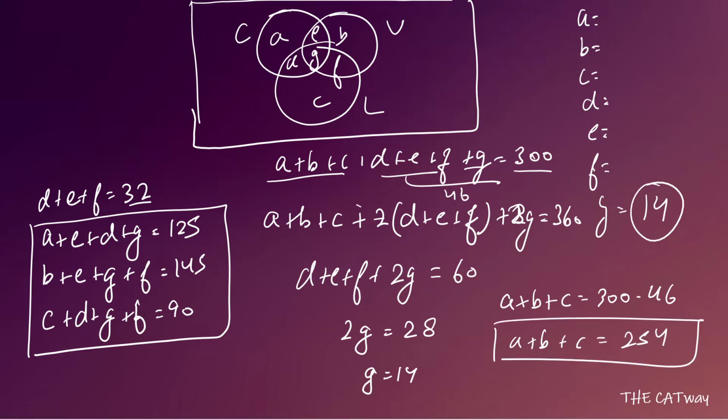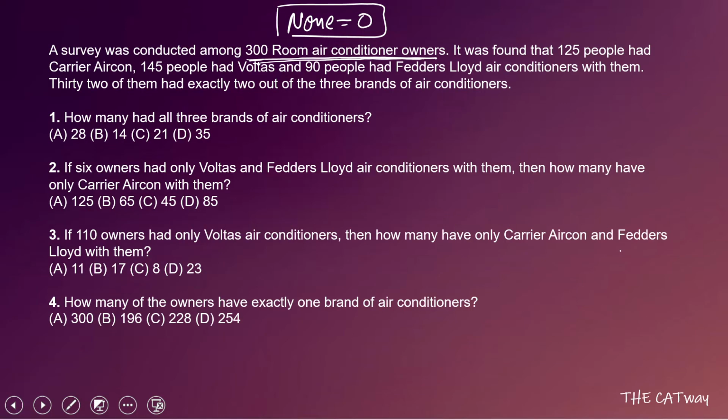So we have the value of exactly 1, exactly 2, and exactly 3. There's nothing else which we can find from here, I guess. So let's move towards the questions and see what has been asked. The first question is: how many had all 3 brands of air conditioners?